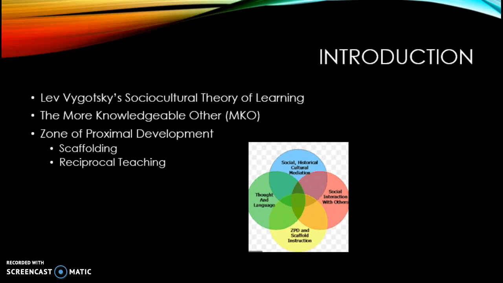The first was the more knowledgeable other. It refers to anyone who has a better understanding than the learner. This person is normally thought of as being the teacher. The second principle talks about the zone of proximal development. It's the difference between what a child can accomplish alone and what he or she can accomplish with the guidance of someone else. There are two features of the zone of proximal development.